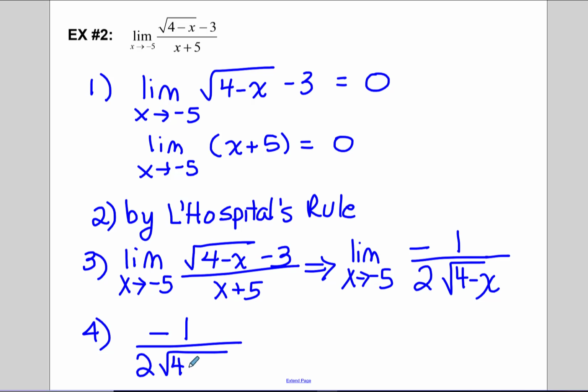2 on the bottom, 4 minus negative 5. This is square root of 9. That's 3. 3 times 2 is 6. So we have a limit of negative 1 over 6. So it's really pretty simple. It's just following the protocol that College Board wants.